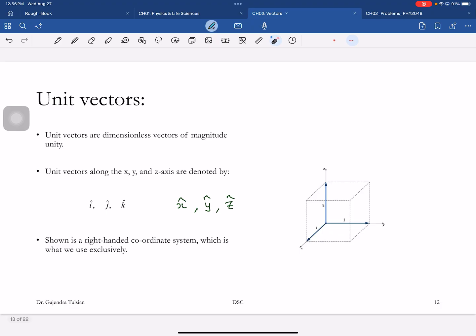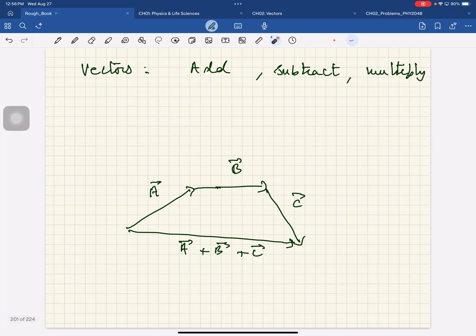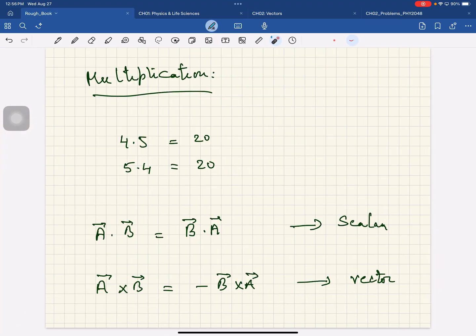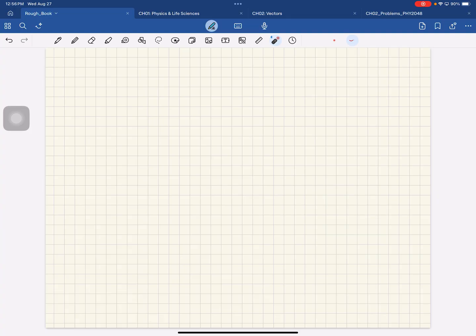All right, so now let's work through something. What is this?